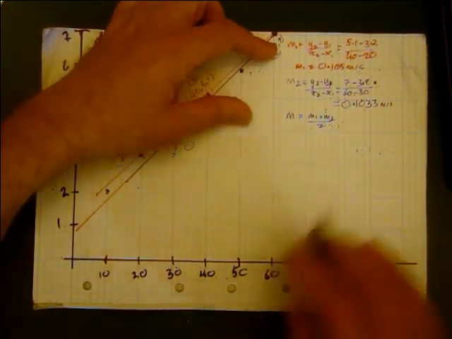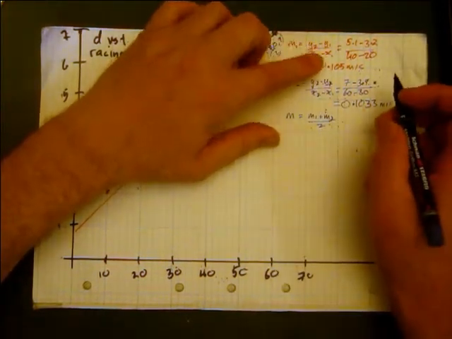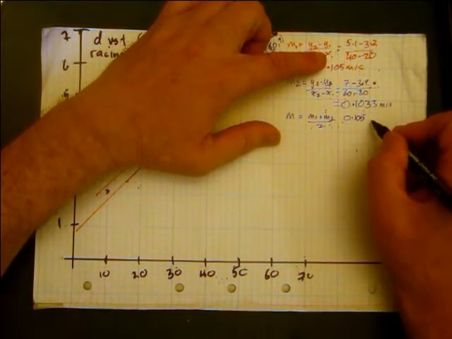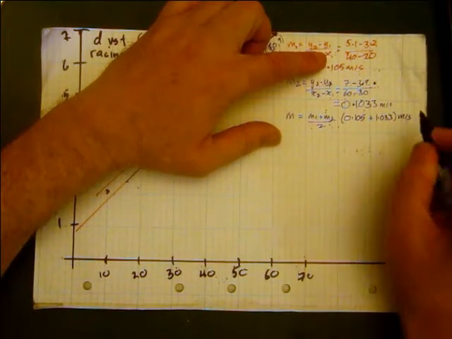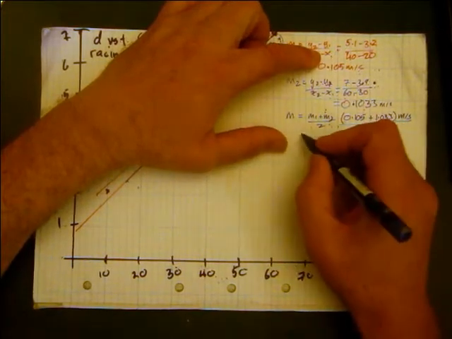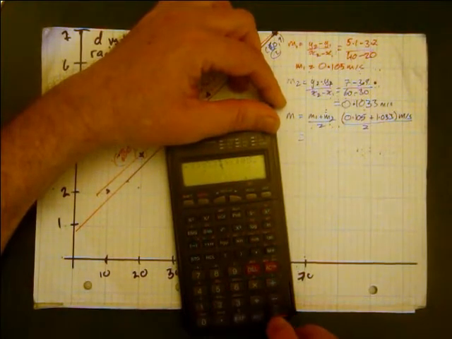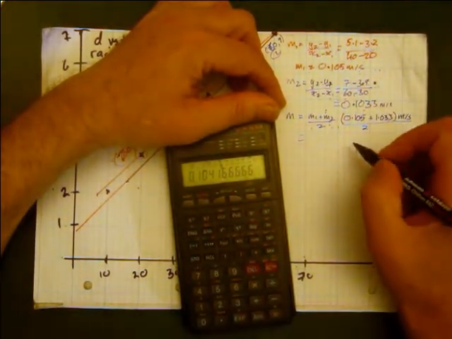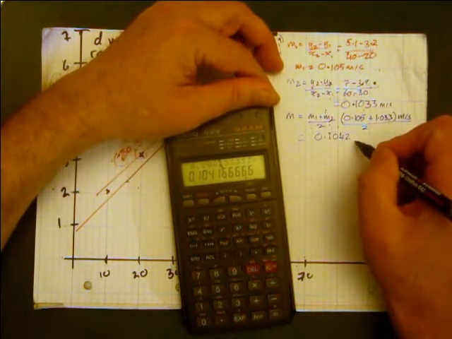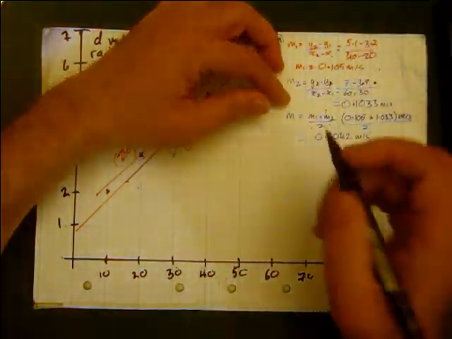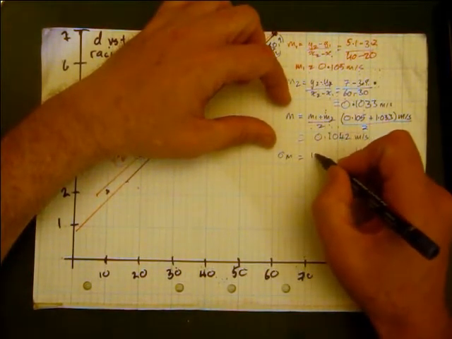So basically what we do is we go M1 plus M2. M1 is 0.105 plus 0.1033 meters per second, over 2, which equals 0.1042 meters per second.